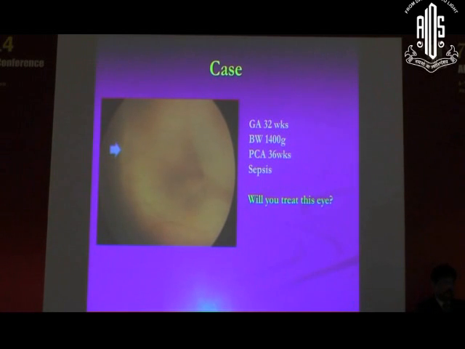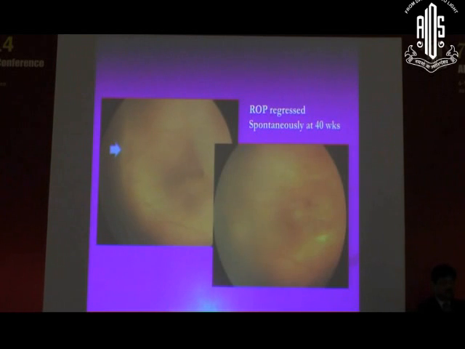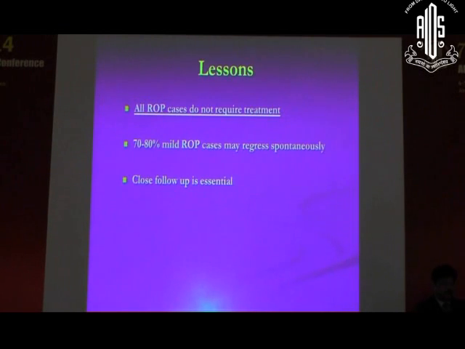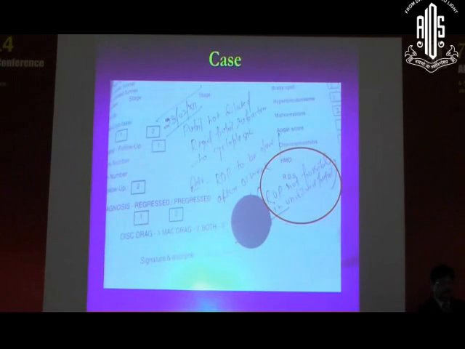This case comes at 32 weeks, also around 36 weeks. Notice that in zone 2 there is a stage 2 on this side. So we will treat this side. If we follow up these babies, we will find that most of them will regress and we will notice that there is no stage now there at 40 weeks. So the RP has spontaneously regressed. The lesson that we want to learn is that all RP cases do not need to be treated and RP can spontaneously regress in many of these cases itself. But close follow-up is essential before we decide on treatment.